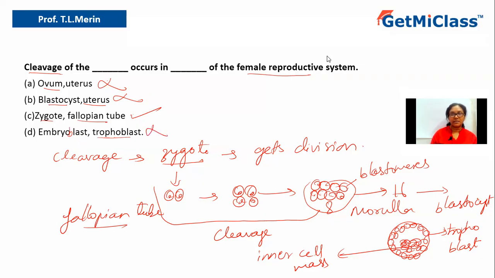So what is the correct answer for the question? The answer is option C. That is, the zygote is the one which undergoes cleavage, and this happens in the fallopian tube.